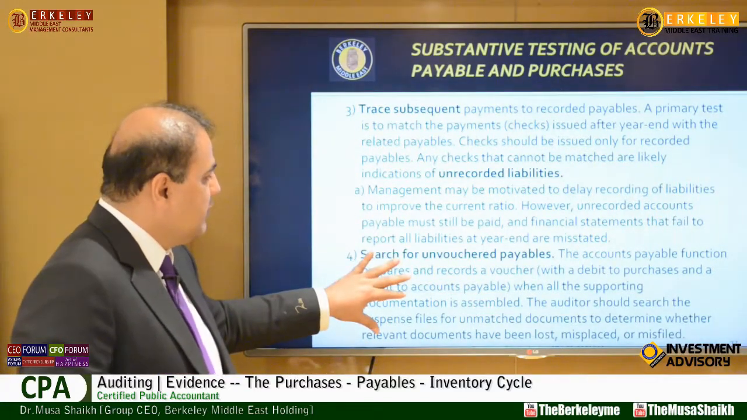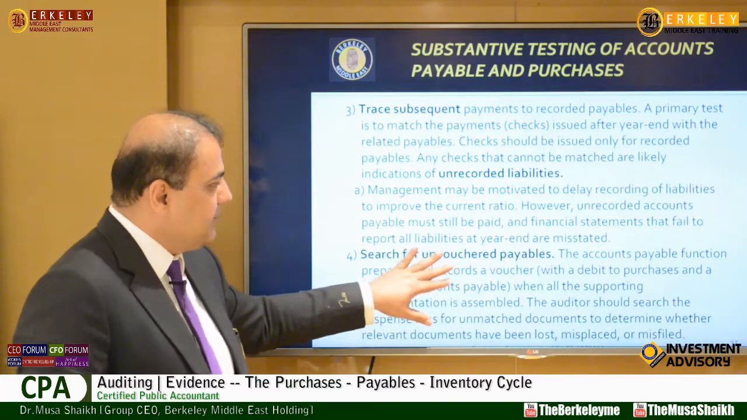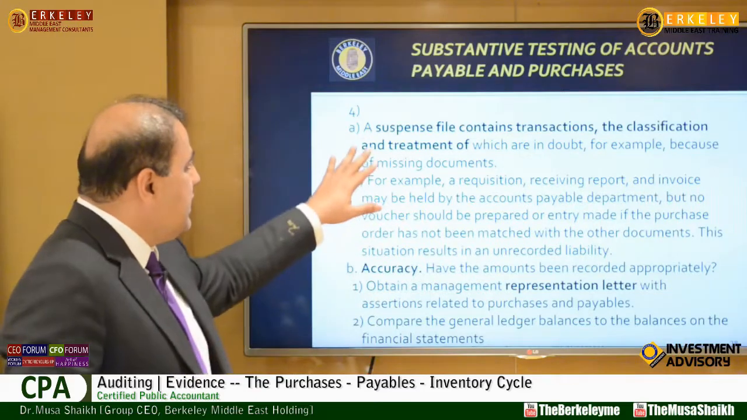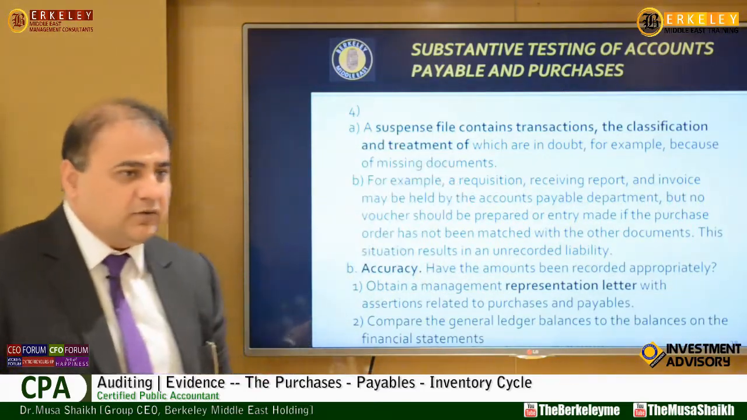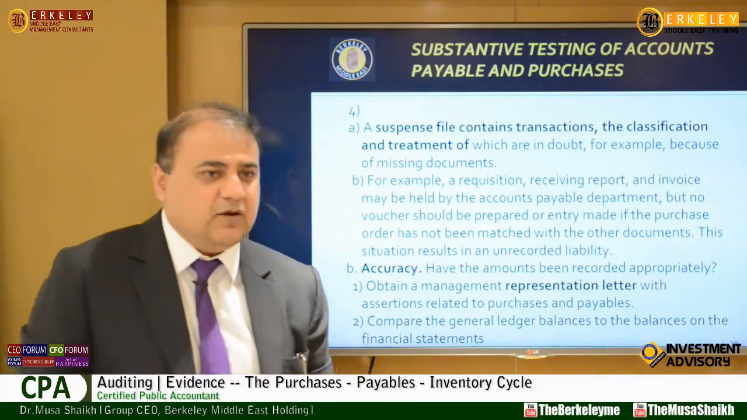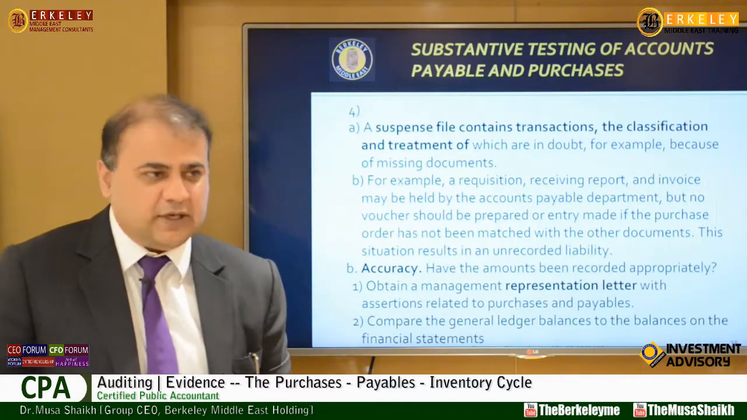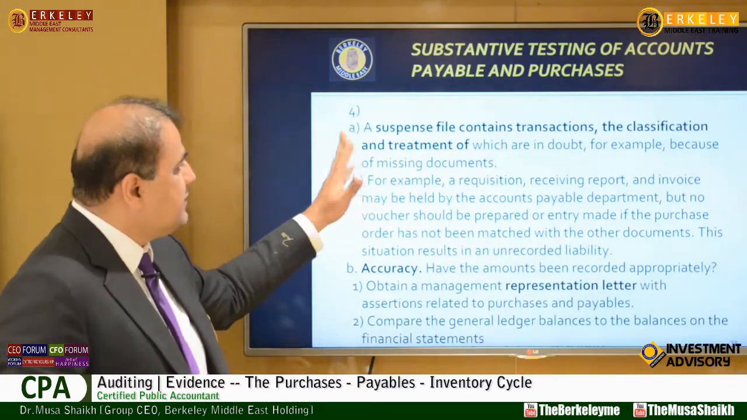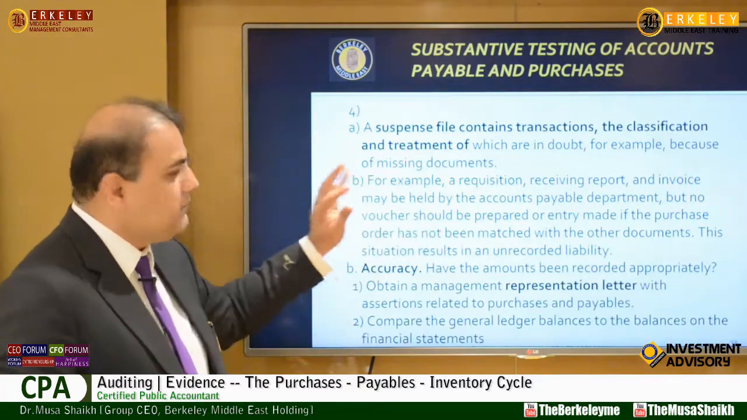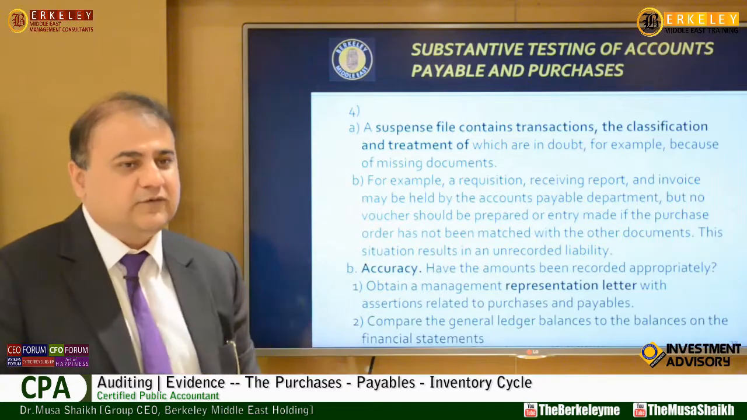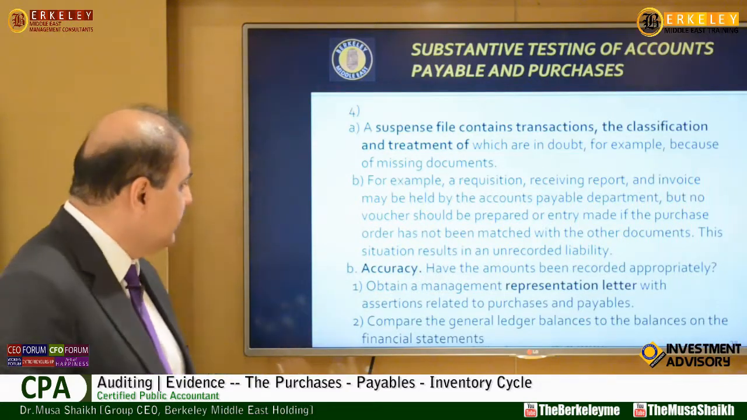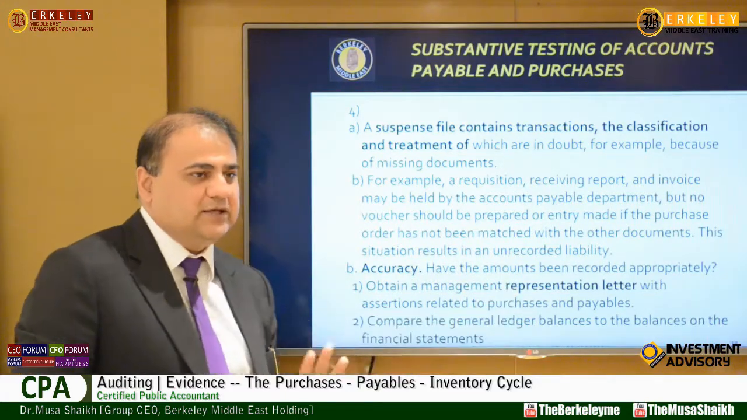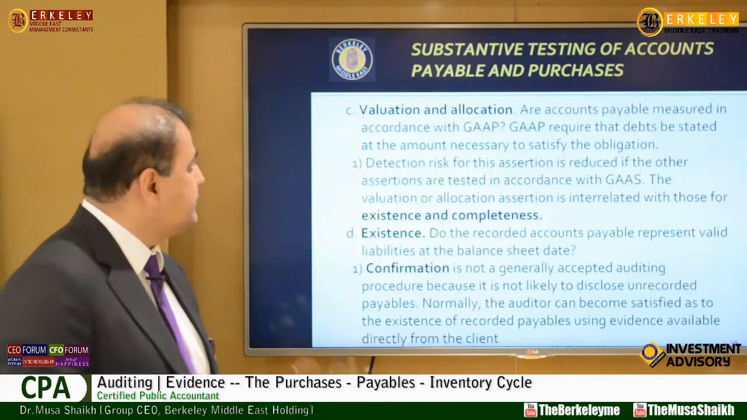You can search for unvouchered payables, those which are not having supporting documents. There might be a suspense account. Sometimes we have a suspense account, which means the transaction is not clear. So the suspense file contains transactions, classification and treatment which are in doubt. So this is a very important file and you have to look into it in more minute detail. You will check the accuracy, and for anything you will ask for a management representation letter.